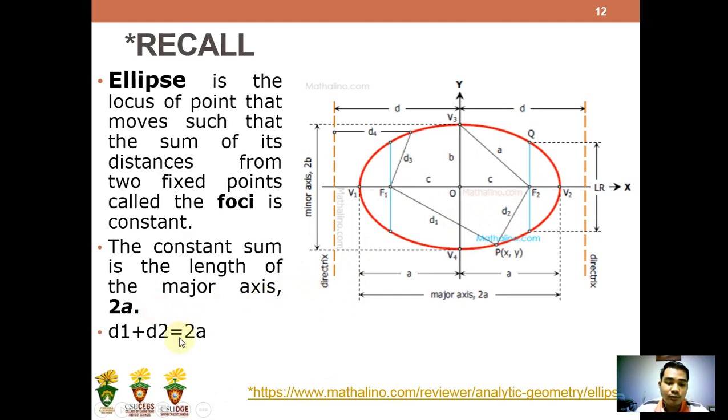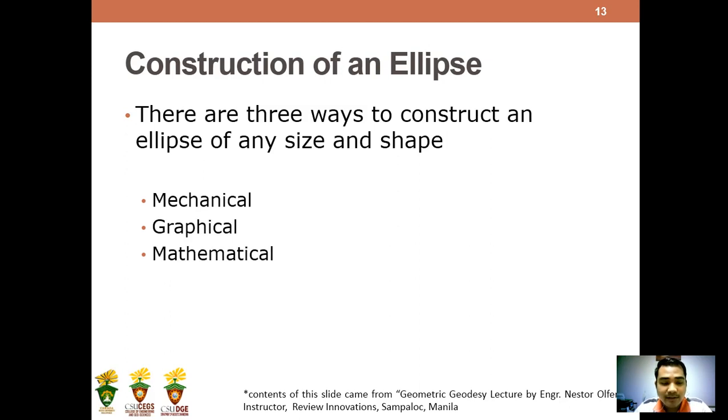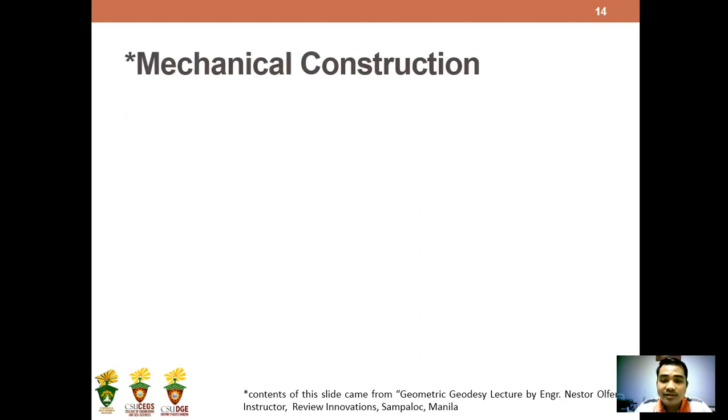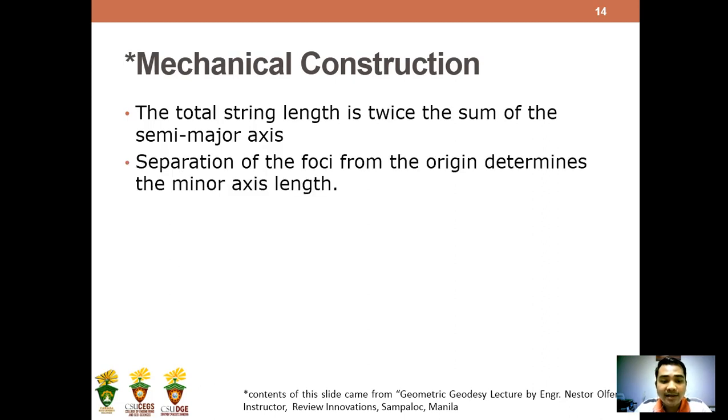Alright, so in constructing an ellipse, there are three ways to construct it at any size or shape. First, we have mechanical, graphical, and mathematical. In mechanical construction, first, the total string length is twice the semi-major axis. I will discuss that later. And the separation of the foci from the origin determines the minor axis length. I will discuss that later, after this slide.